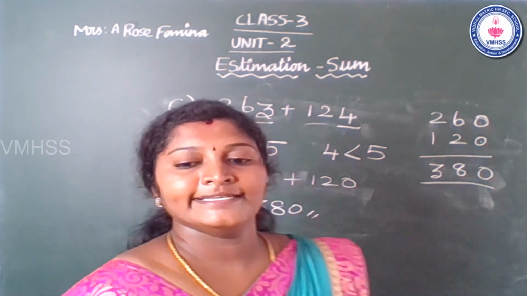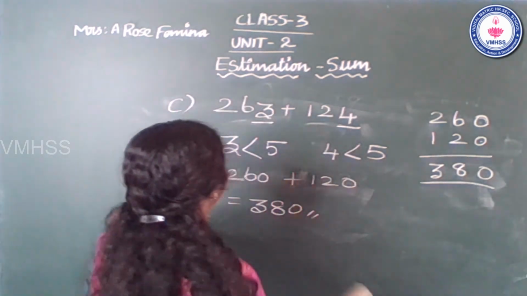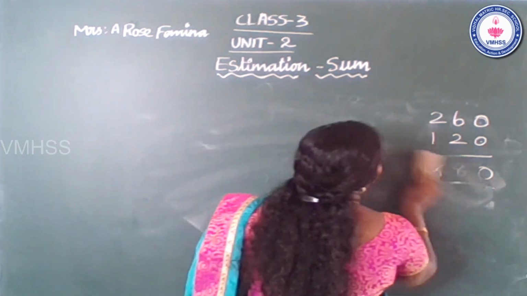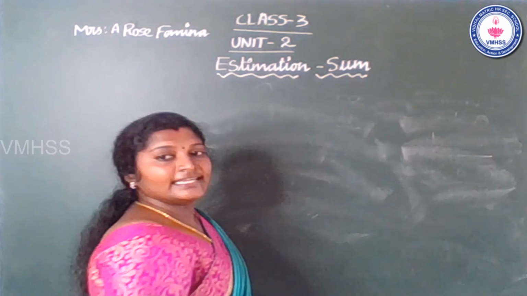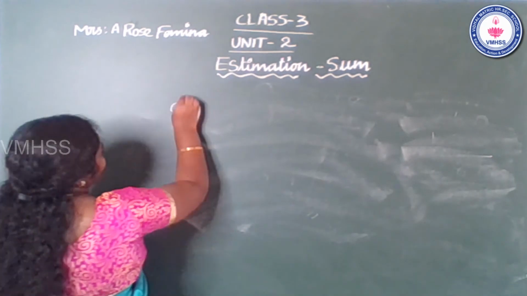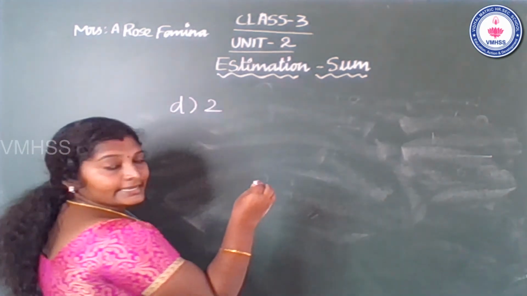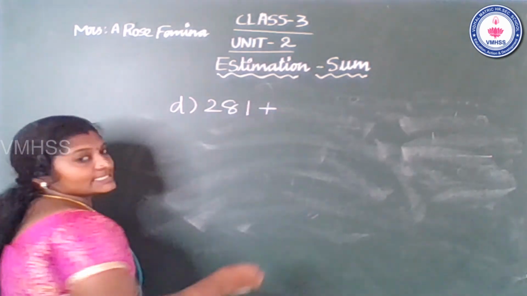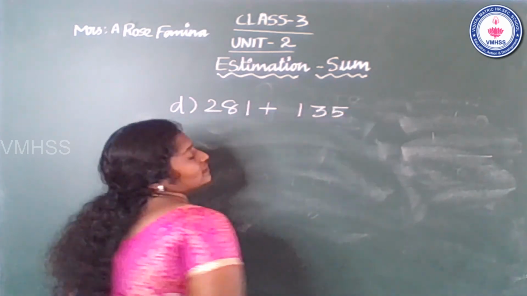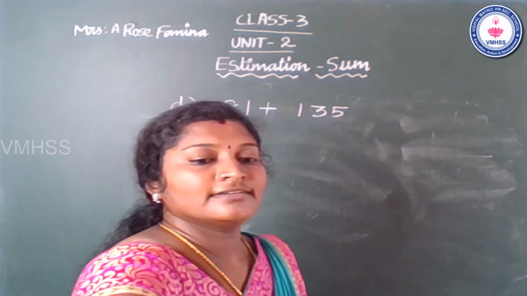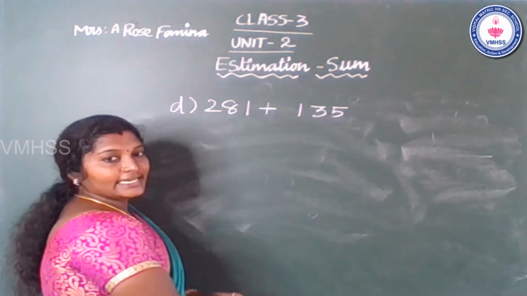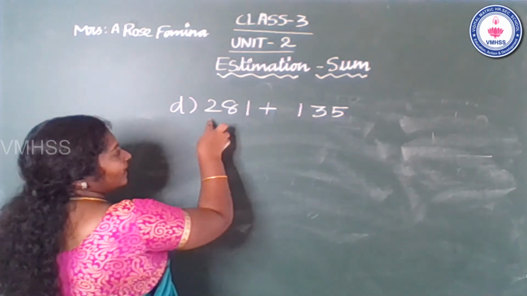Okay, students, see the next question. What is the question? Anyone read the question, ma? Question B: 281 plus 135. Which number do you compare first? Students, see the board. The first number 281 is a three-digit number, with ones, tens, hundreds.